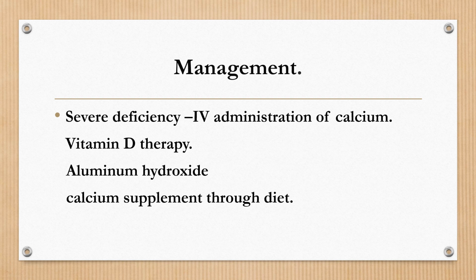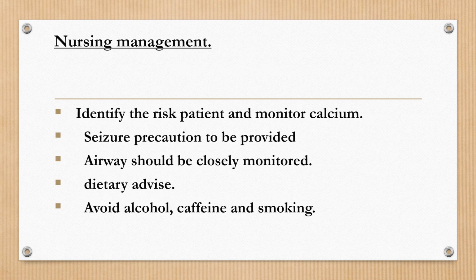Then management for hypocalcemia: in case of severe deficiency, IV administration of calcium, and vitamin D therapy, aluminum hydroxide, and calcium supplement through diet. This is the management for hypocalcemia. For nursing management, identify the risk patient and monitor for calcium level. Then we have to take seizure precautions. That is, we have to provide side rails, and also identify the high risk patients and provide the precautionary measures. Then airway should be closely monitored, dietary advice, and avoid alcohol, caffeine, and smoking.